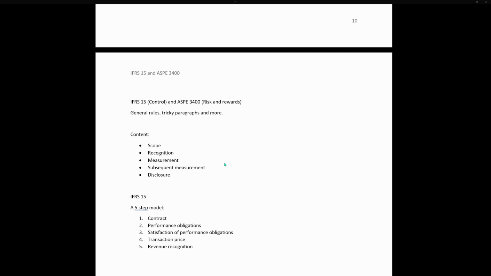The highlighted parts are the most important paragraphs, but it doesn't mean that the paragraphs that are not highlighted are not important. They can be important, but mostly the highlighted ones are the most important sections. And under ASPE, you don't see any highlighted or bold sections. The parts that are typed in italic are the important parts of each section of ASPE.